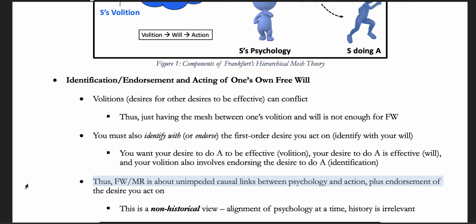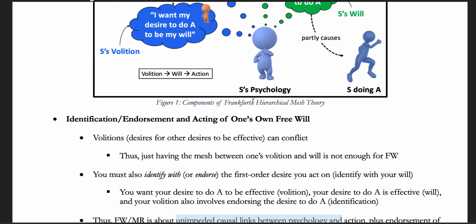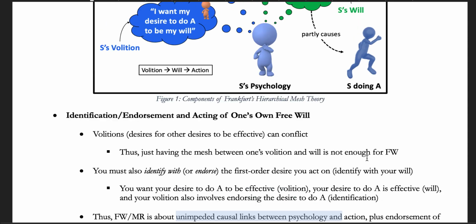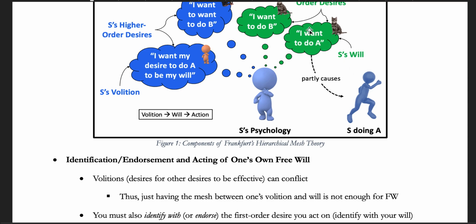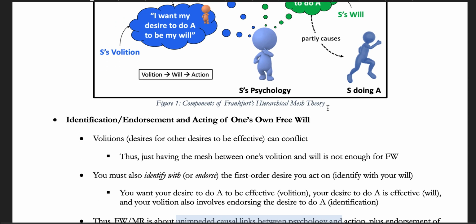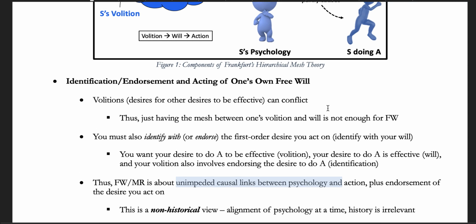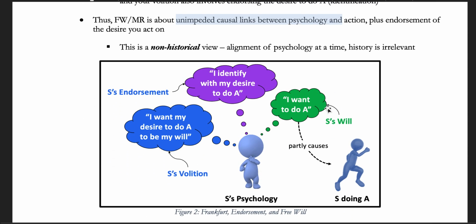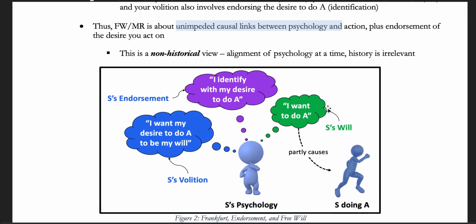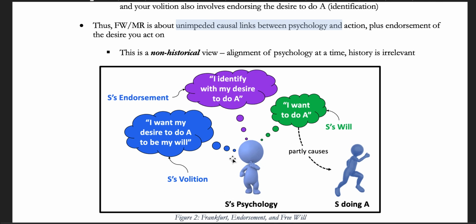Okay. Therefore, free will and responsibility is about unimpeded links between your psychology, your volition and your will, and your action, plus a kind of endorsement or identification with the desire that you act on. You have to think that it sort of represents who you want to be. Okay. Now this is what's called a non-historical view. Well, let me just go here at the same time. This is basically like this, but it's going to focus on adding the identification, the endorsement.